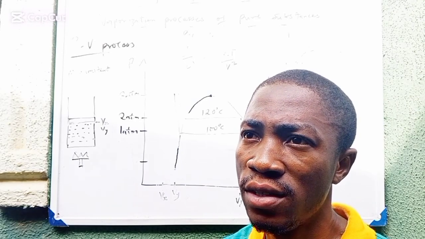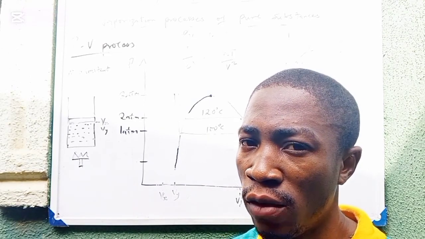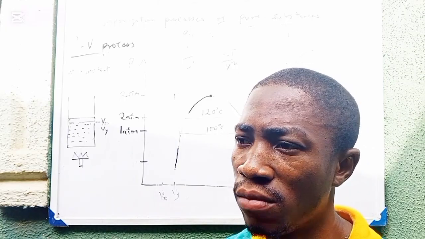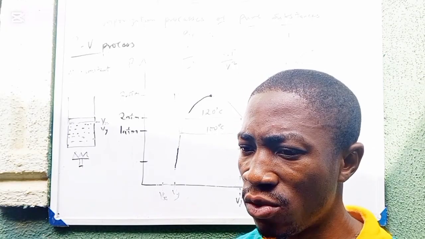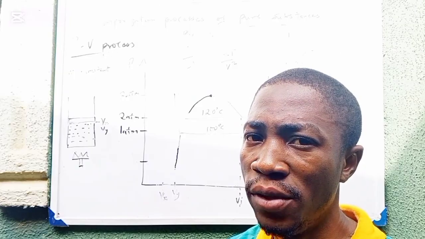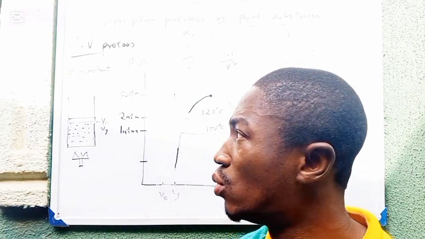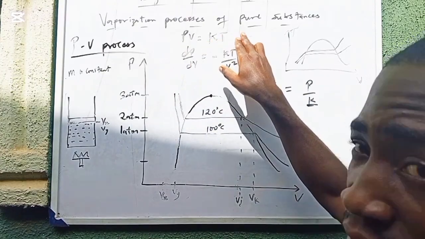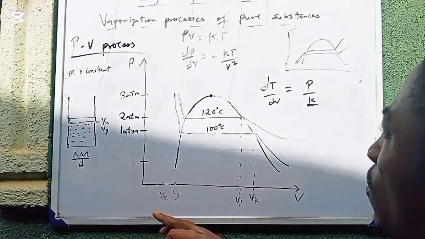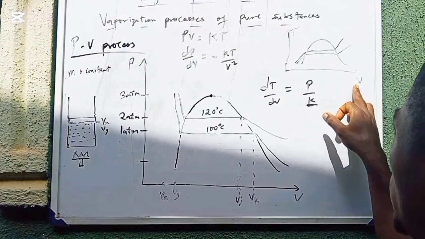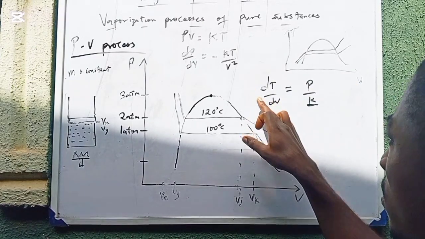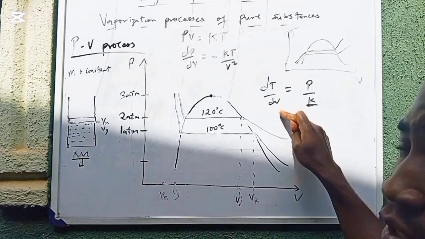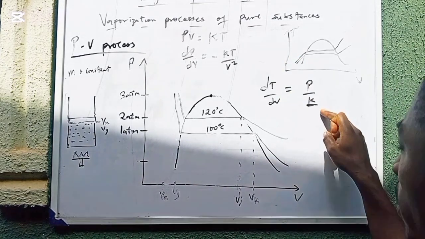I want to explain this issue of steepness on the vapor region using the ideal gas equation, because the moment water gets to the superheated region, it behaves like an ideal gas. So remember that the ideal gas equation says PV is equal to KT. In that case, for the temperature-specific volume graph, dT/dV is equal to P over K. That's when you differentiate temperature with respect to volume, you will get P over K.